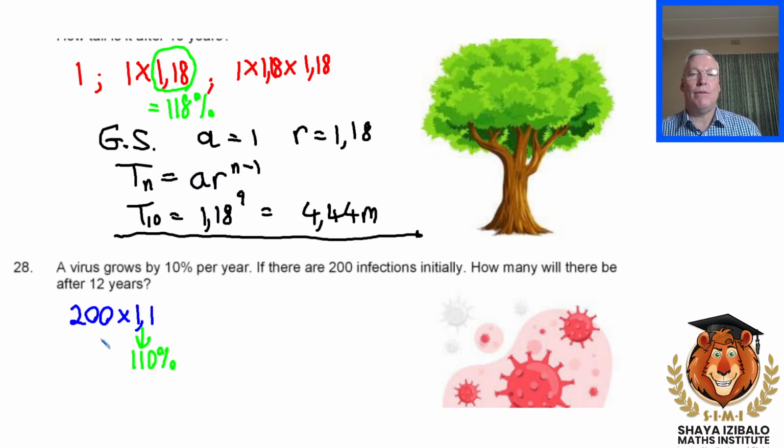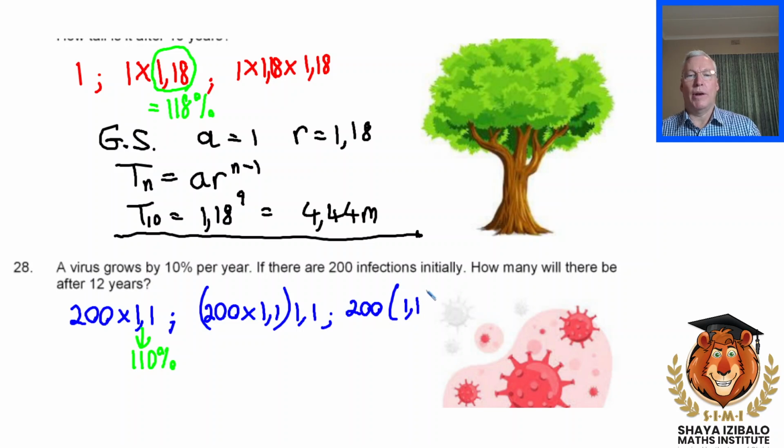That's how many infections there will be after 1 year. After 2 years, this number, which is 200 times 1,1, will now grow by 10%. And to grow it by 10%, we're going to multiply it by 1,1 again. So the next one will be 200 times 1,1 times another 1,1, and so on.